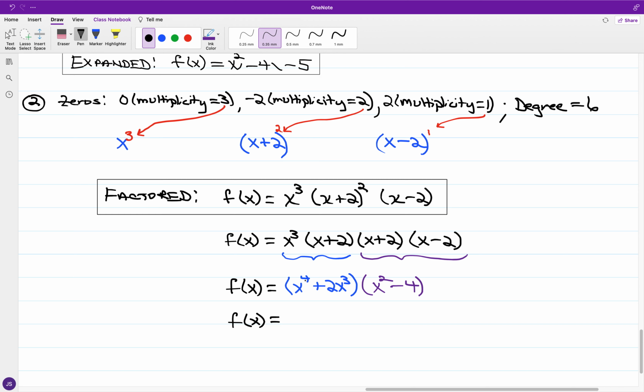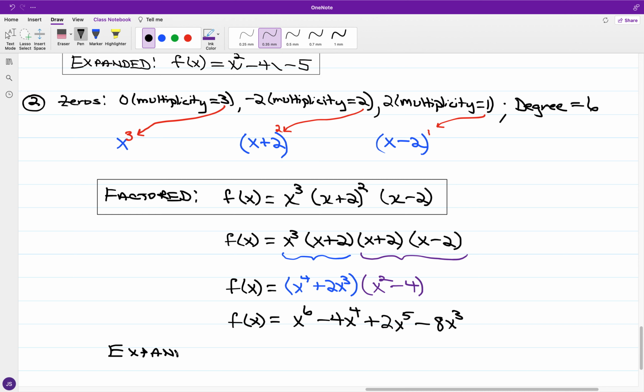And looking at foiling out, so we got x to the 4th times x squared, so this will be x to the 6th minus 4x to the 4th, and we have plus 2x cubed times x squared, so this will be 2x to the 5th, and the last product, okay, so you have minus 8x cubed.